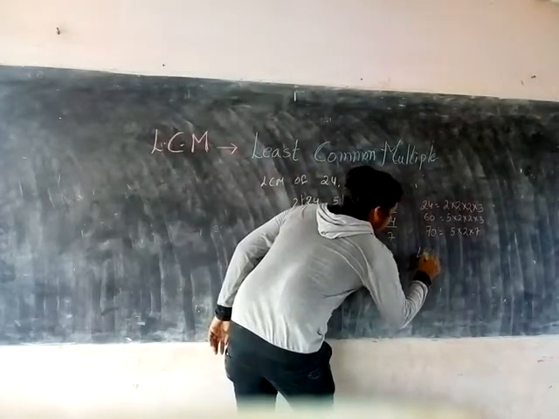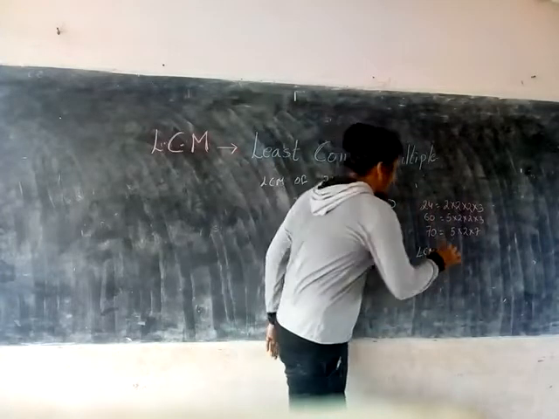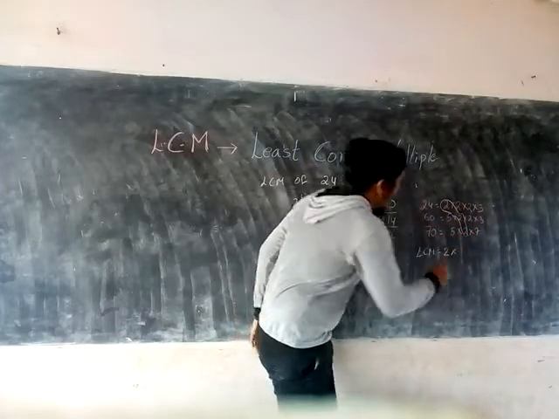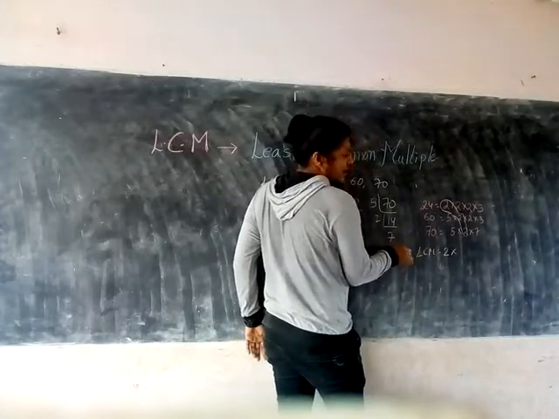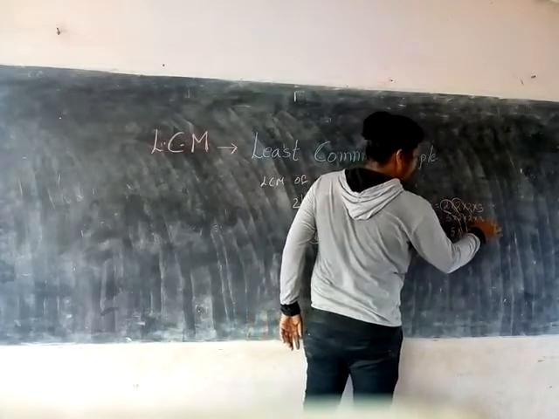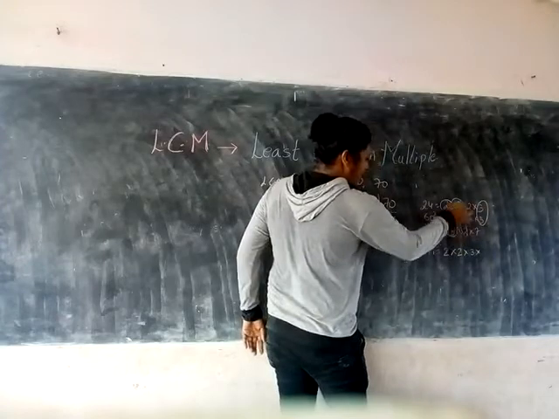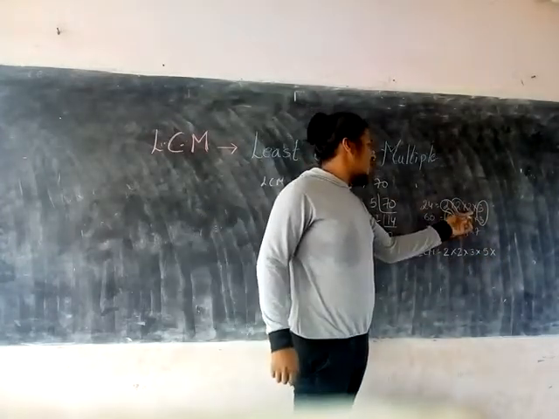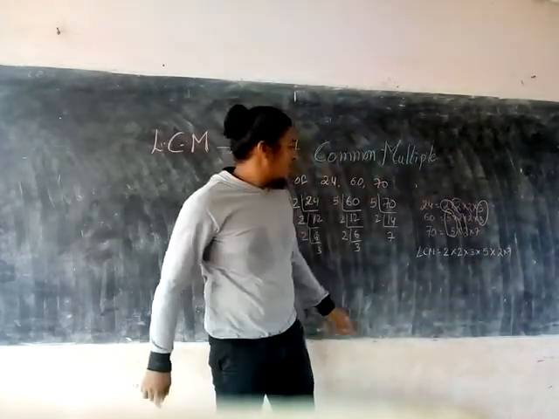Now LCM. First, which one is common in all these 3 numbers? 2 is common. So first write 2. Is anything else common in all 3 numbers? No. Now is any number common in 2 numbers? Here 2 is common, 2. Next 3. Next 5. Next, is anything common? So the remaining numbers you also have to write, 2 and 7.